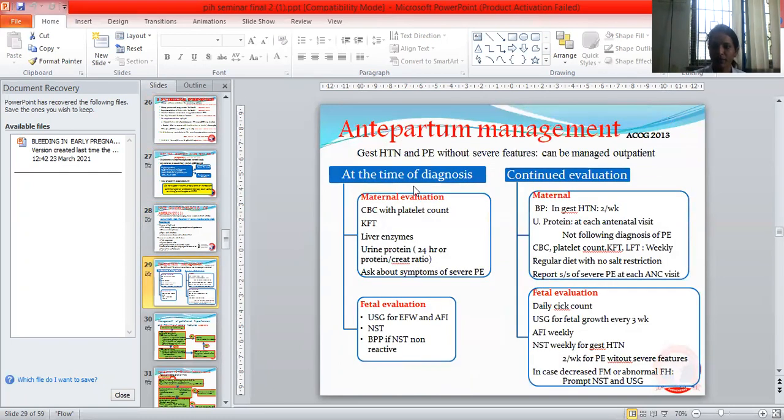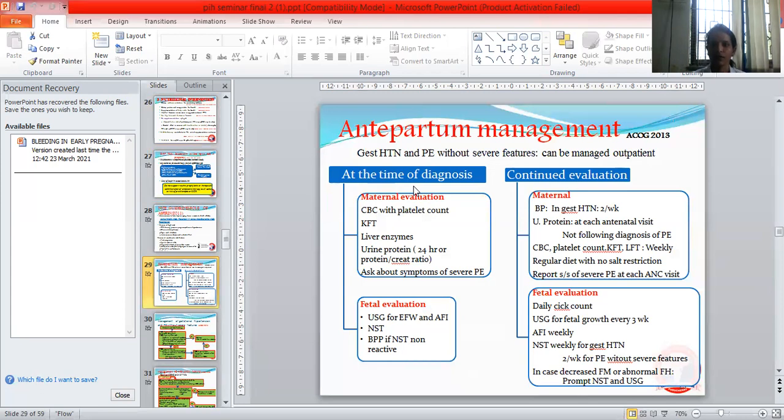Okay, how do we manage a woman with antepartum preeclampsia or hypertension? If we see gestational hypertension and preeclampsia without severe features, then the patient may initially require admission only for the initial evaluation, and then further it can be managed on an outpatient basis. At the time of diagnosis, we do BP charting along with continuous maternal evaluation. These investigations are sent for the mother: complete blood count with platelet count, renal function test, liver enzymes, urine protein, either a 24-hour urine sample or a urine protein creatinine ratio.